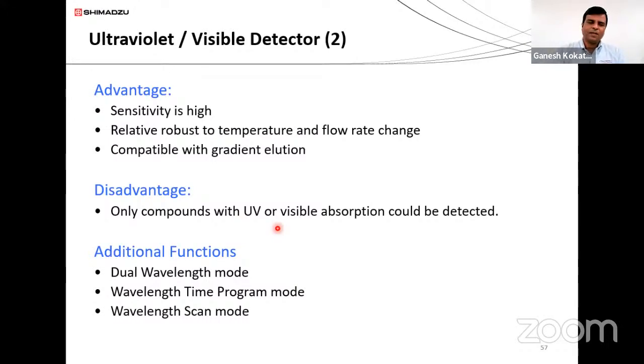Okay, so if the compound is UV active, then and only then can this detector be useful. The additional feature is that with respect to the wavelength, you may have two different wavelength modes. For example, if I have the wavelength showing 210 and 260, both wavelength modes are possible. Wavelength time program is also important, and wavelength scan mode is possible with the help of these detectors. So these are some advantages of UV.